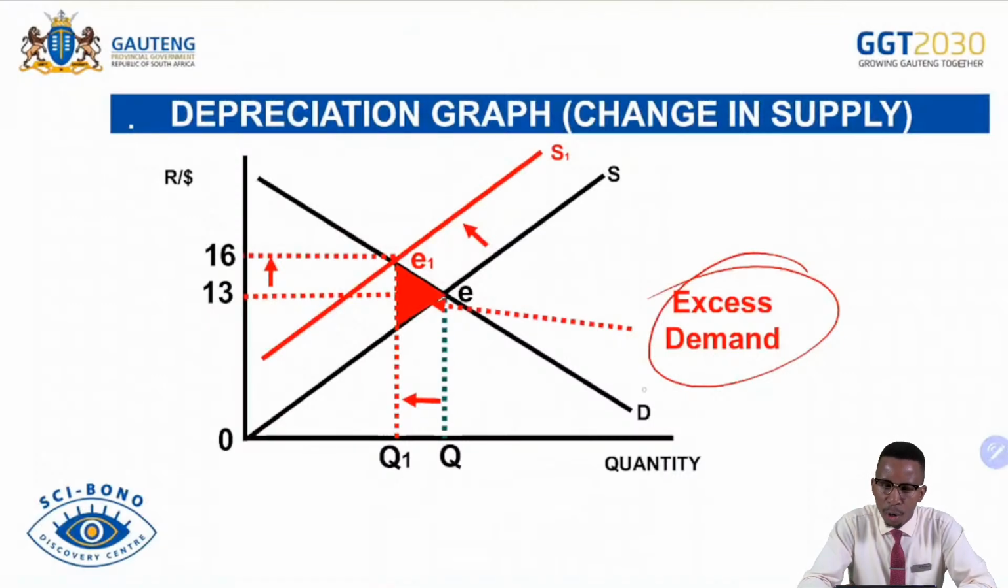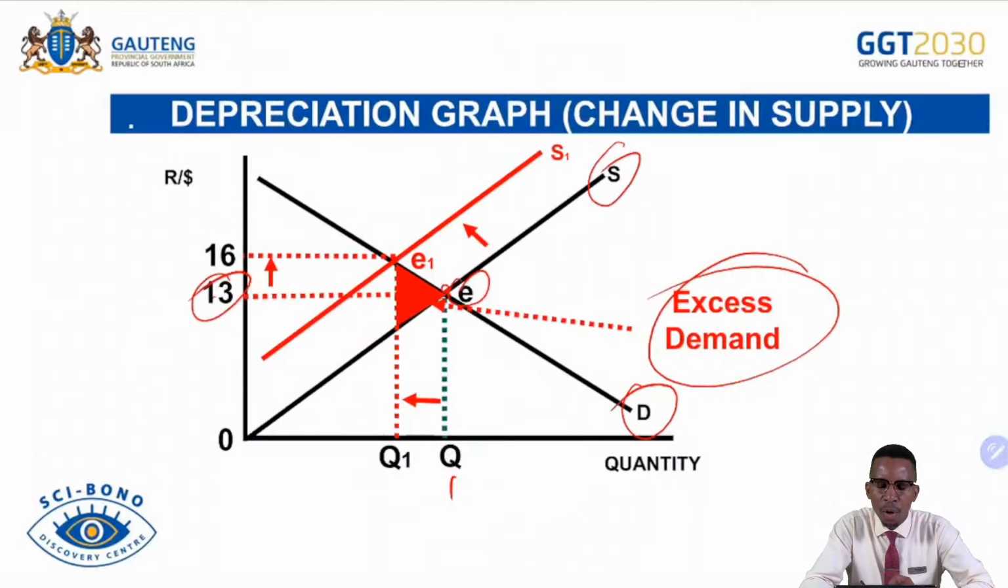Let's check. The original demand curve is D. Supply is S. Equilibrium is E there. We are paying 13 rand to afford a single US dollar. So let's check now. This is Q. At Q, to afford a dollar, we pay 13 rand. This indicates that the dollar is relatively cheap, this 13 rand.